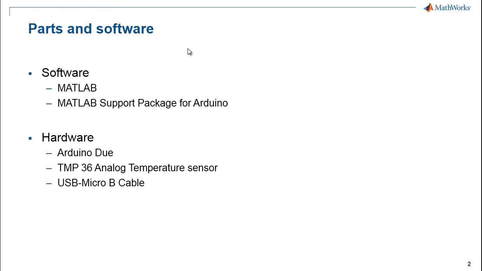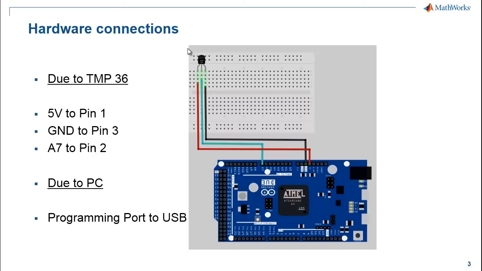To measure the temperature using MATLAB, connect your TMP36 sensor's pin 1 to the 5V pin on the Due, pin 3 to ground, and pin 2 to A7 on the Due. Remember, the USB cable must be connected to the programming port on the Due.